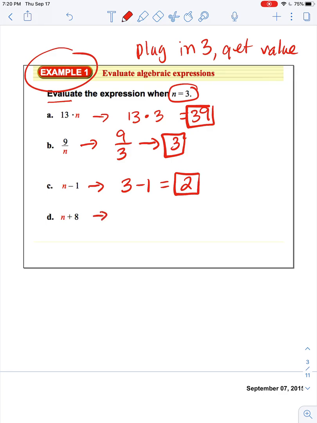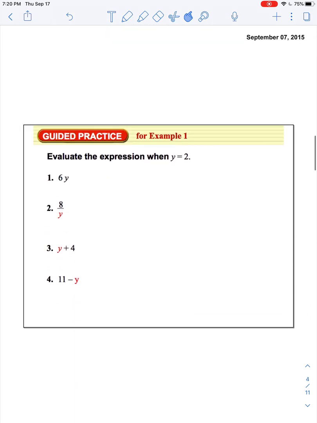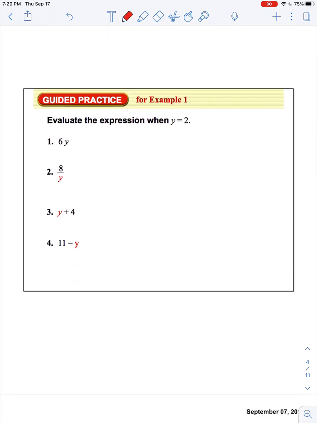This is asking me to put a 3 in for n and then add 8. So I get a value of 11. Awesome. So here we have guided practice. It's going to be the same exact skills, and I want you to try it on your own. You can pause the video or you can work and then see if you're getting the same thing as me.